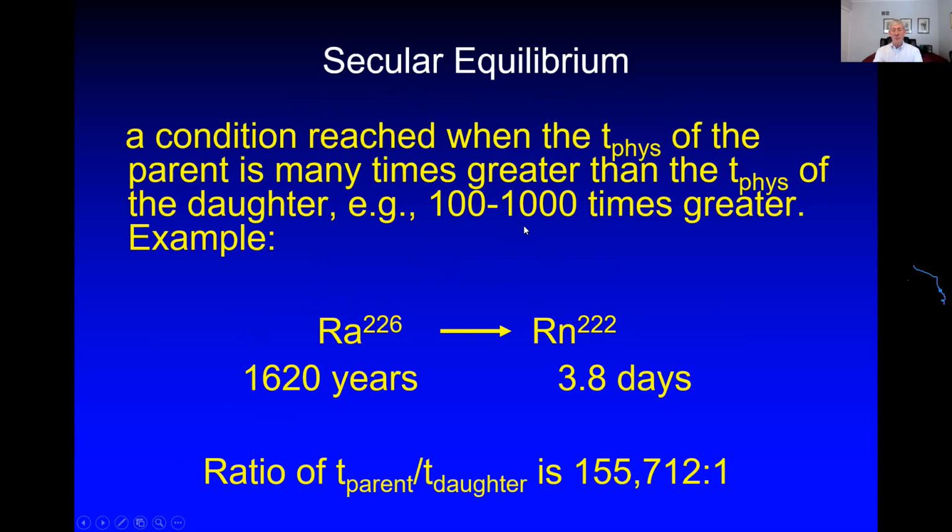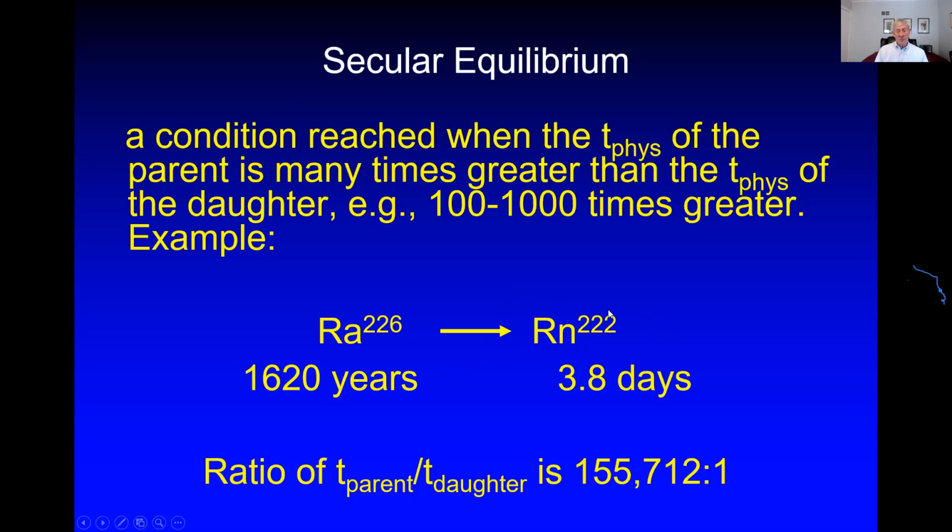Well, here's a good example. Number 1, secular equilibrium. This is a condition that exists when the half-life of the parent is very, very much longer than the half-life of the daughter. It might be 100, 1,000, 10,000. Here's a great example. Radium in the soil decays to radon. This is the radon that we're concerned about in the atmosphere because we know that over half of all lung cancer patients have their disease because of radon.